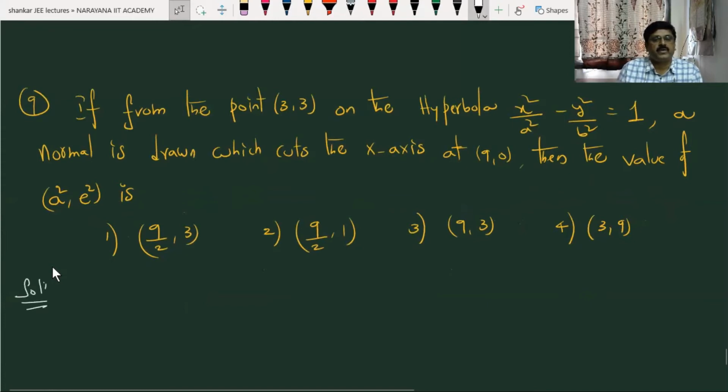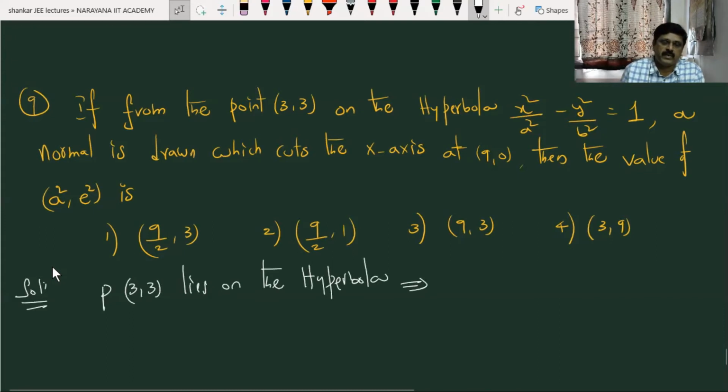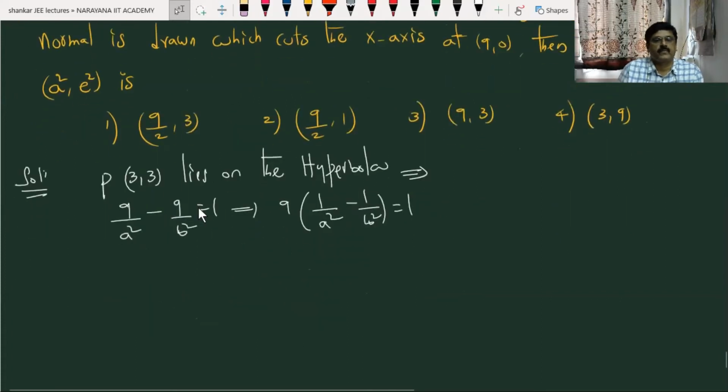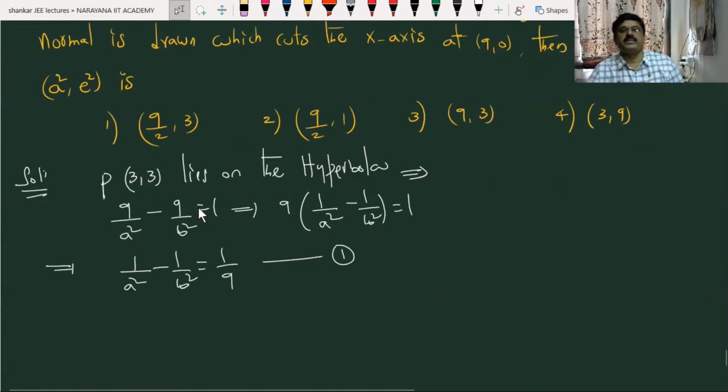Carefully watch. First of all, the point P (3, 3) lies on the hyperbola. So as it lies on the hyperbola, we can keep the point there in the place of x comma y. Then you have 9 upon a square minus 9 upon b square is equal to 1, right? So 9 of 1 upon a square minus 1 upon b square is equal to 1. Therefore, you have 1 upon a square minus 1 upon b square is equal to 1 upon 9. Equation number 1, students.